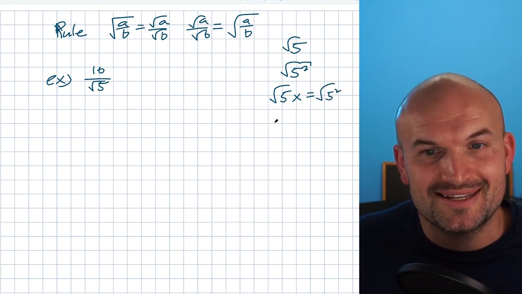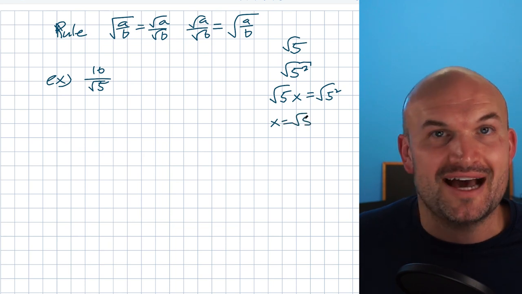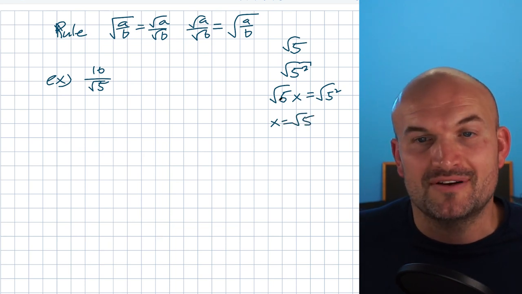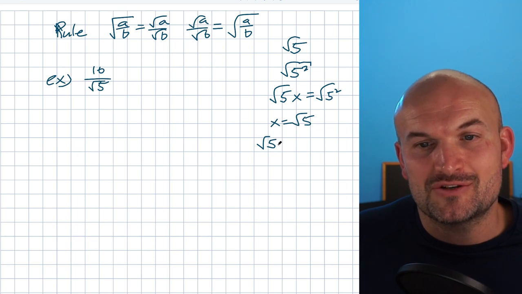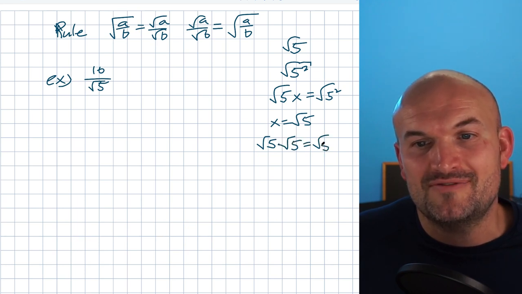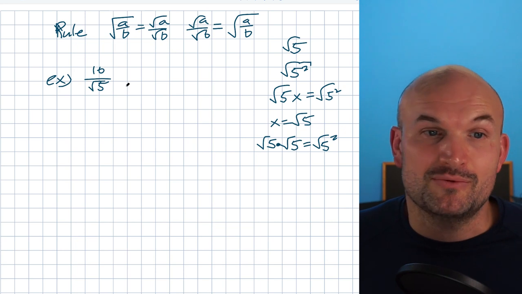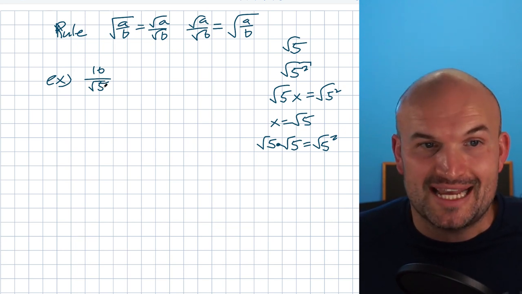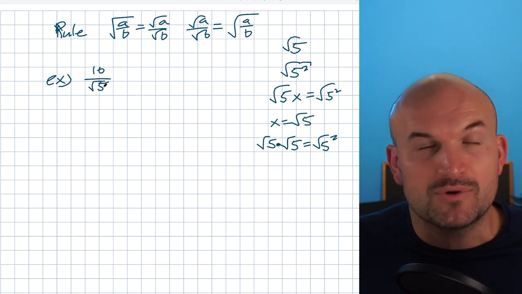And yes, your answer is the square root of 5. Because what is the square root of 5 times the square root of 5? The square root of 5 times the square root of 5 is equal to the square root of 5 squared, right? So that's what we want to do. We just want to multiply by the exact same radicand to get our radicand squared, which will then simplify.